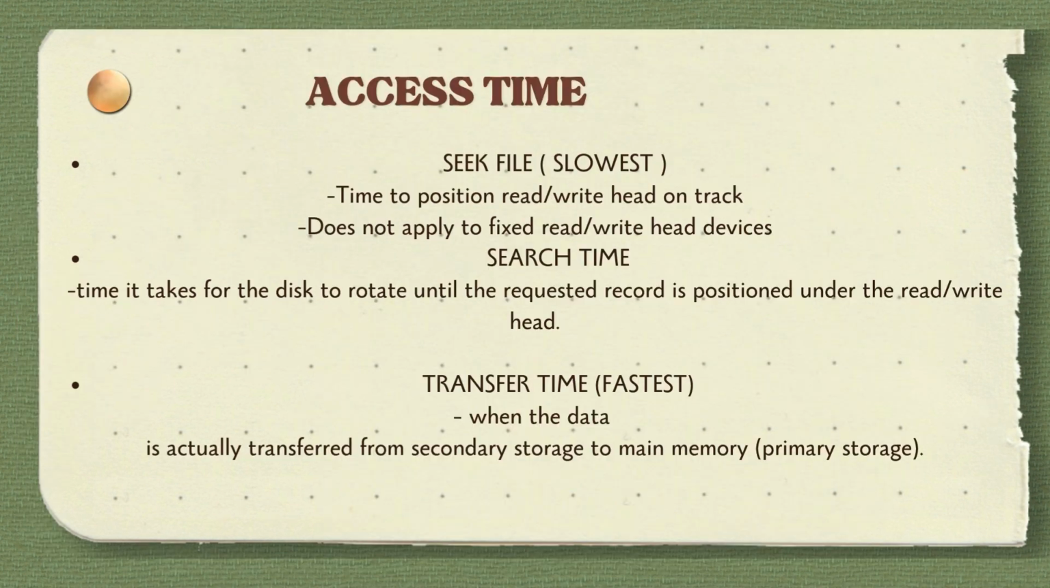Next, access time depends on whether the disk has fixed or movable heads. There are three factors that contribute to the time required to access a file: seek time, search time, and transfer time. Seek time is the slowest of the three factors. This is the time required to position the read or write head on the proper track, while search time, also known as rotational delay, is the time it takes to rotate the disk until the required record is moved under the read or write head.